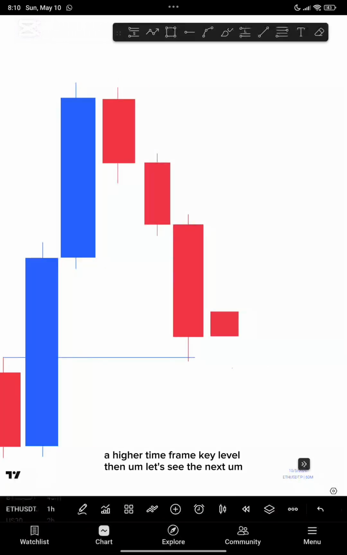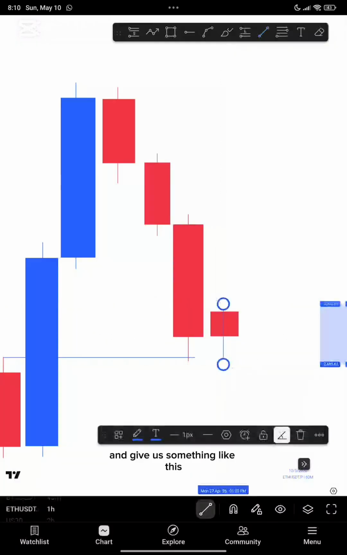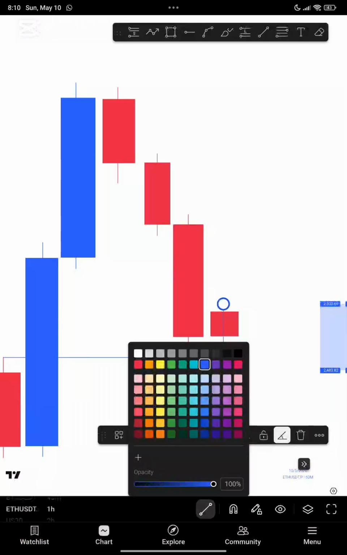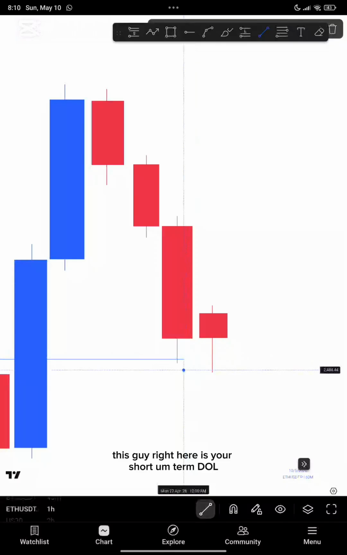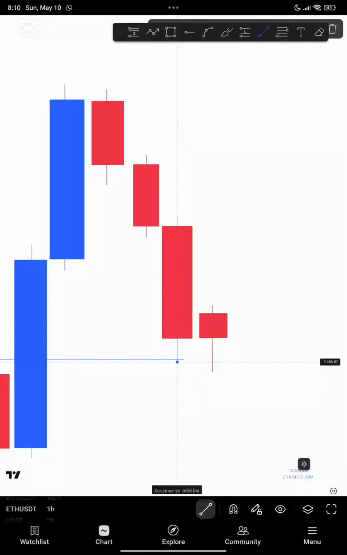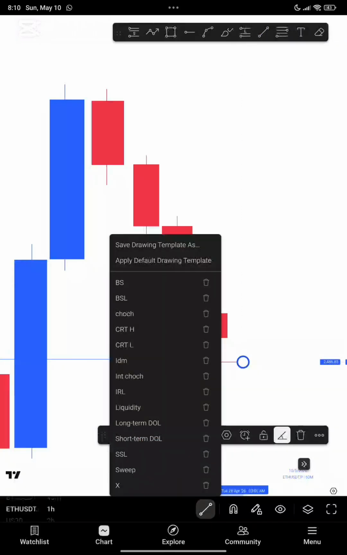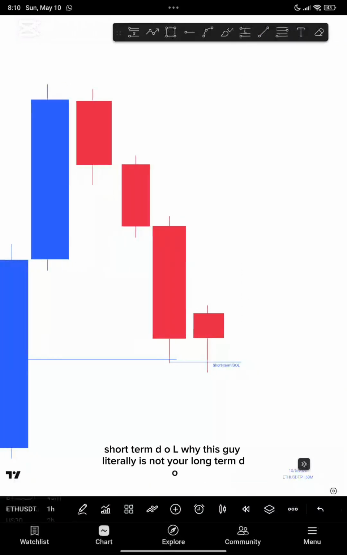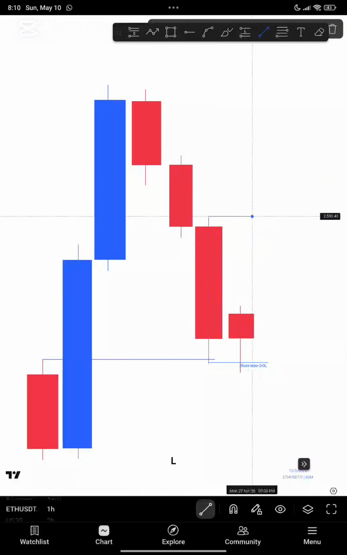then let's say the next candle on the higher time frame actually came and gave us something like this. So literally here, this guy right here is your short term DOL. This guy right here is your short term DOL. Why this guy literally is now your long term DOL.